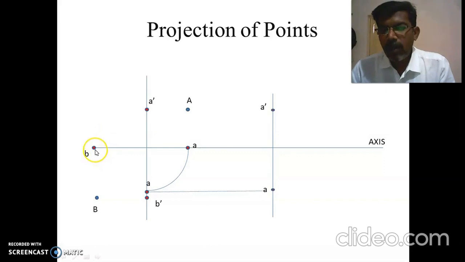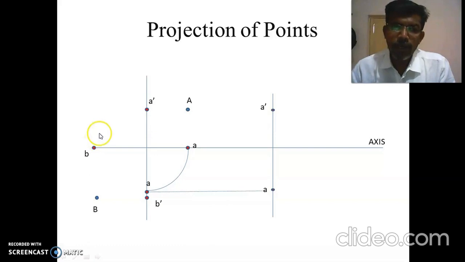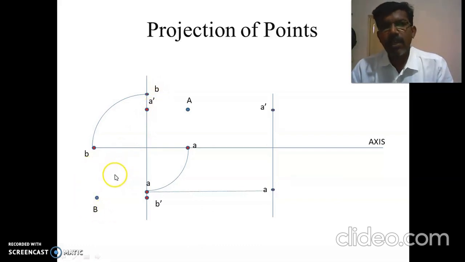Now the view on the horizontal plane cannot be viewed directly, so it is going to rotate 90 degrees in the clockwise direction, such that this point is going to move. When an object is placed in the third quadrant, it is easy to remember that the front view comes below the axis and the top view is going to be above the axis.